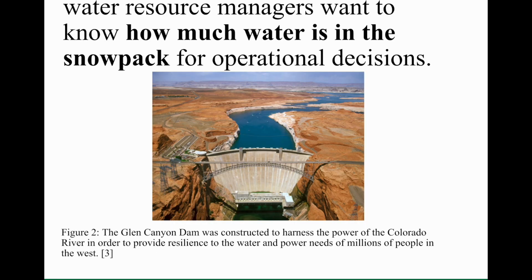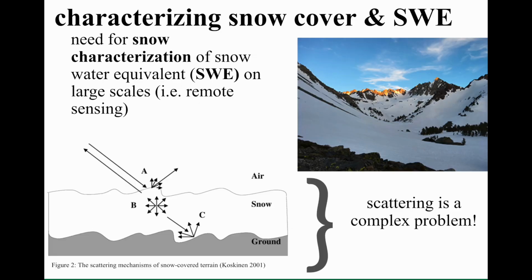And before we dive into quantifying the snowpack, it's crucial to understand its significance. One good example is the Glen Canyon Dam, as shown in Figure 2. This dam not only generates hydropower, but also regulates water distribution for agriculture and public use. Effective snowmelt predictions guide reservoir operations, helping to mitigate drought and floods.